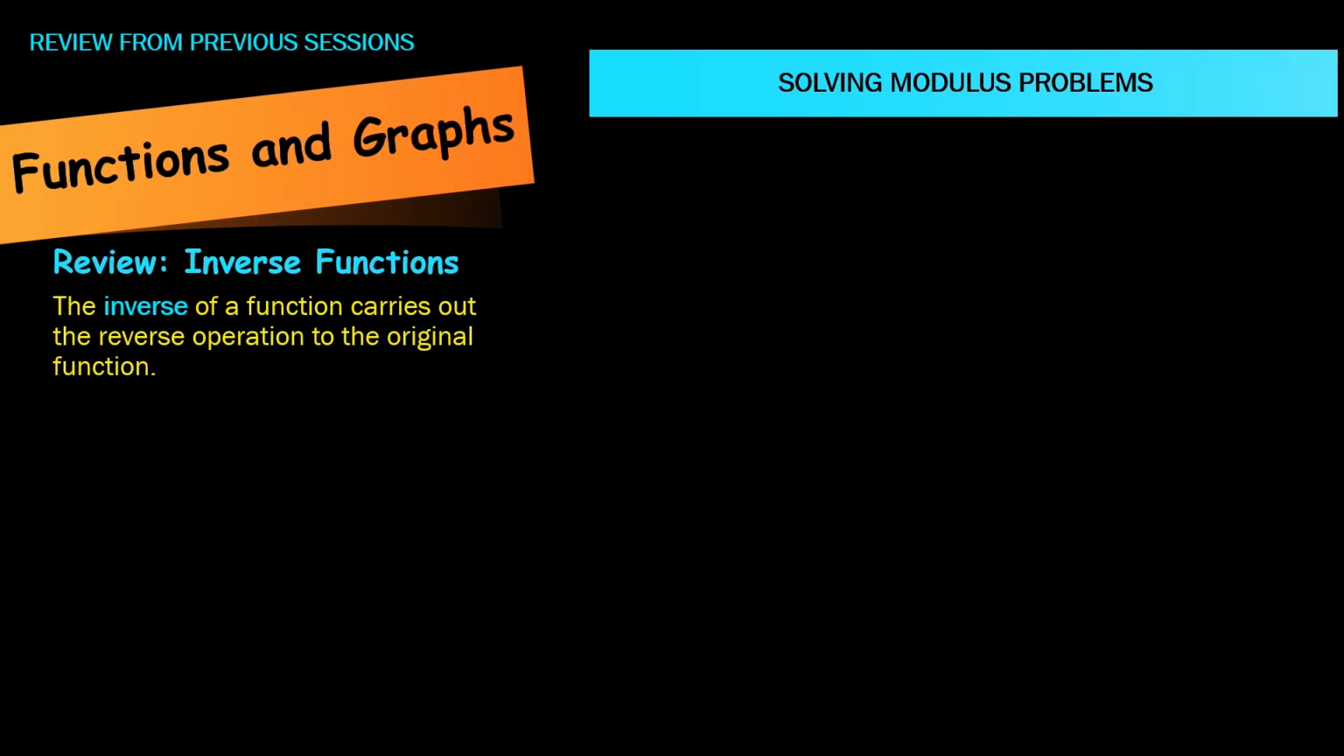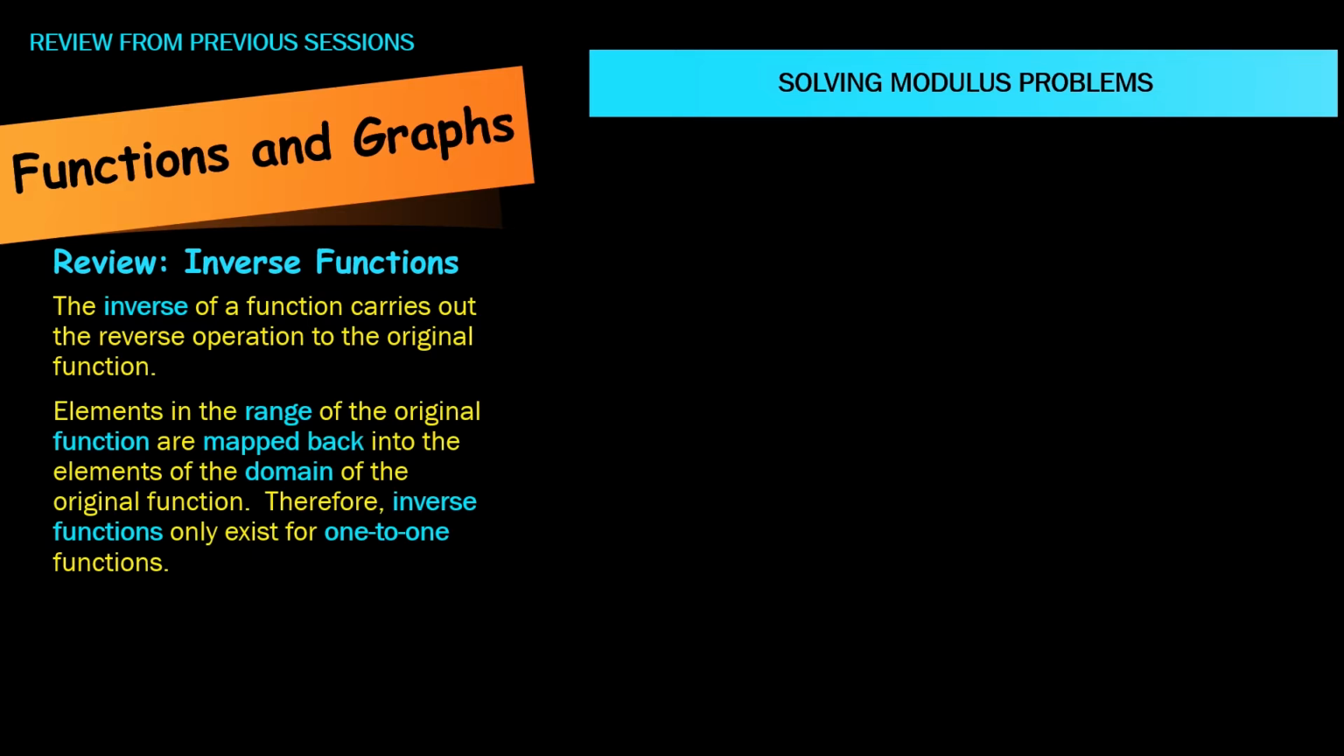The inverse of a function carries out the reverse operation to the original function. Elements in the range of the original function are mapped back into the elements of the domain of the original function. Therefore, inverse functions only exist for one-to-one functions. The inverse of f of x is written f inverse of x, as shown on your screen.